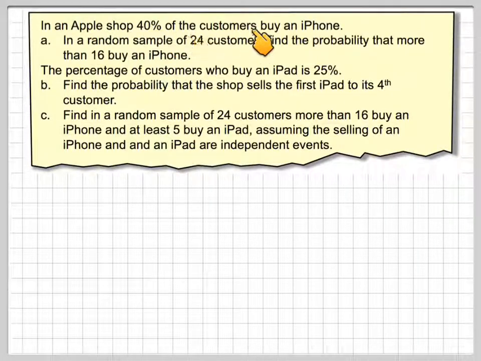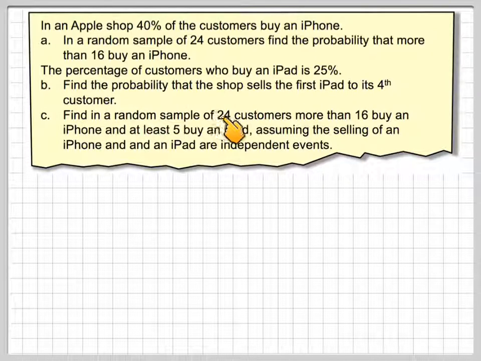In an Apple shop, 40% of the customers buy an iPhone. In a random sample of 24 customers, find the probability that more than 16 buy an iPhone. The percentage of customers who buy an iPad is 25%. Find the probability that the shop sells the first iPad to its fourth customer.